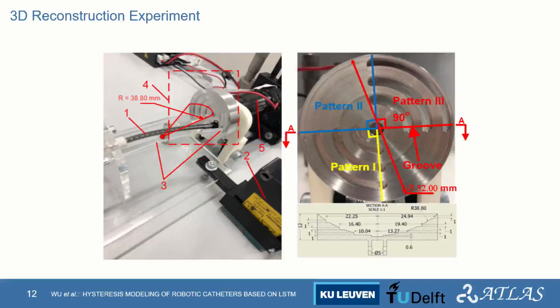A hollow spherical cap with embedded grooves is fabricated to serve as a dummy environment. This cap is positioned in front of the catheter tip. There are 3 patterns on this object, and each of them covers a circular sector of 90 degrees. Patterns 1 and 3 have 3 mirrored grooves at various distances with respect to the central axis, while pattern 2 is a smooth surface without any grooves.